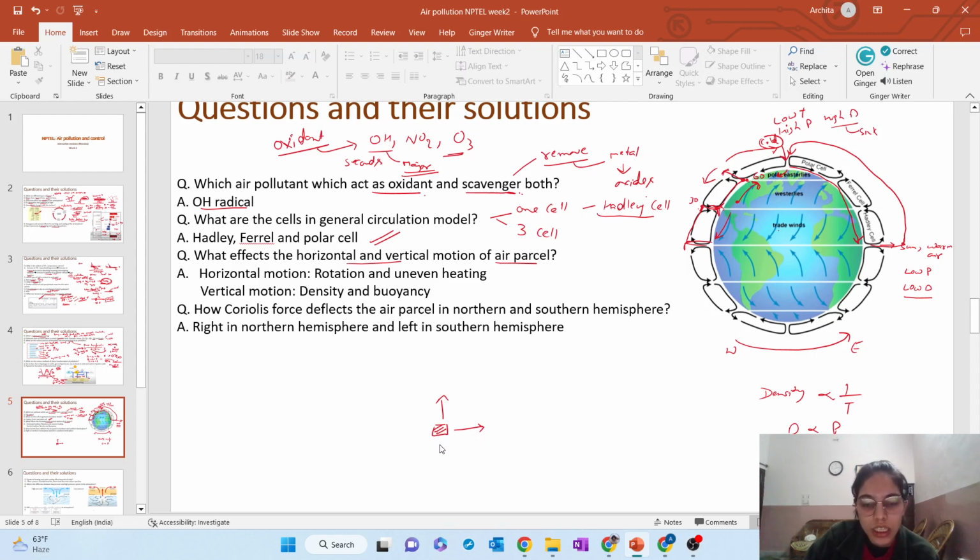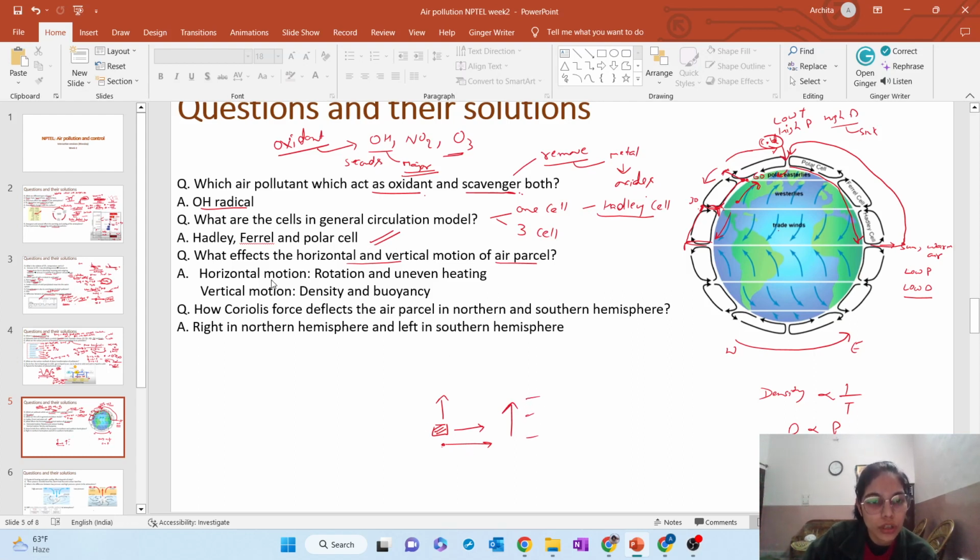Horizontally means that air is moving from point A to B. Let's say a vehicle is moving and the exhaust from the vehicle is moving in the same direction horizontally, in the direction of motion. Vertically is when the air moves upward and the parcel changes.